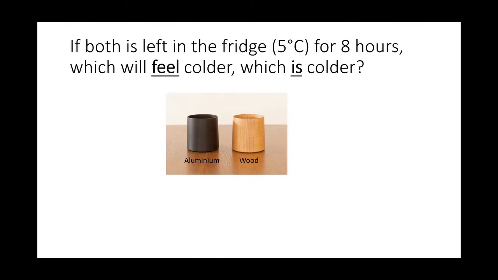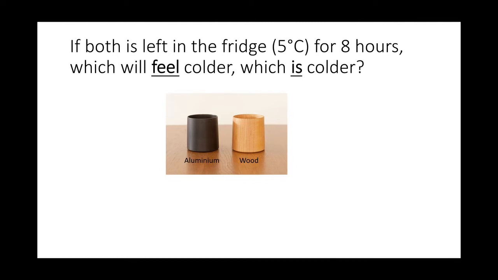A lot of students will think that after 8 hours, aluminum will be 5 degrees Celsius, so the wood must be warmer because the wood is a poorer conductor. So probably they will say maybe 8 degrees Celsius, 10 degrees Celsius, because it's supposed to be warmer than the metal. That's wrong. After 8 hours, they will both have reached the temperature of the fridge inside, which is 5 degrees Celsius.